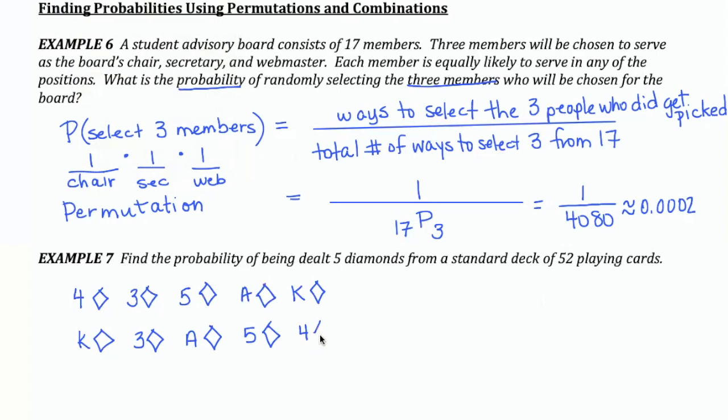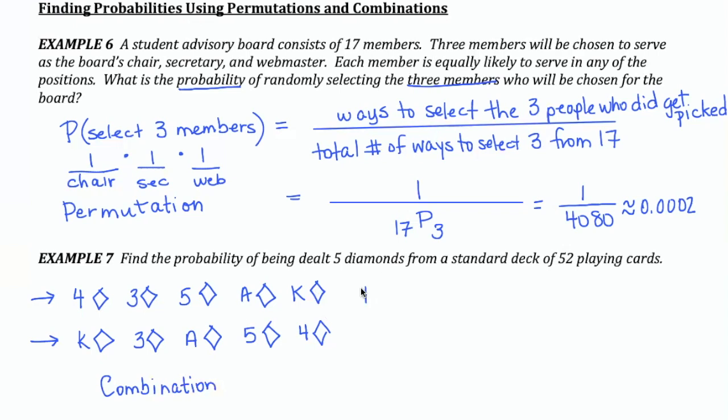Is the order important? Are these distinct outcomes? And the answer is no. Having these 5 cards be the ones that I end up with, I am holding the same 5 cards, even if I'm holding them in this order. Therefore, order is not important here. So this would be a problem where we would use combinations.